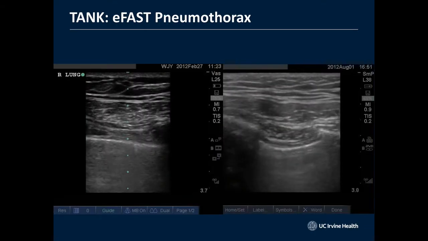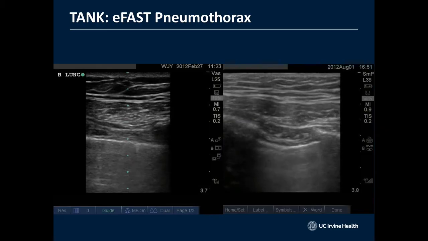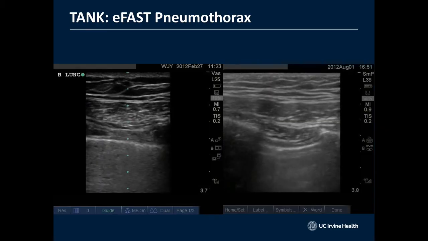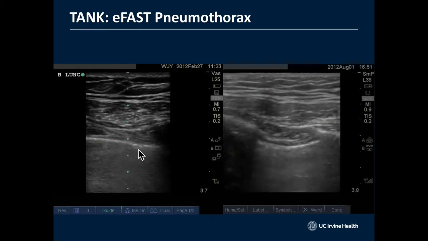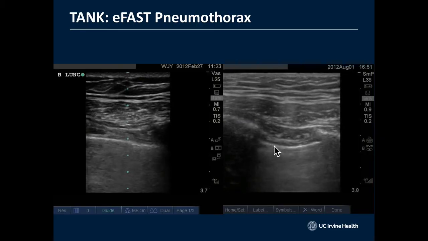Now I ask you, which patient has a pneumothorax, if either one? And your answer is, yeah, I totally see a pneumo on the left side. There's no lung sliding over here, and this patient's got this little sliding going back and forth.